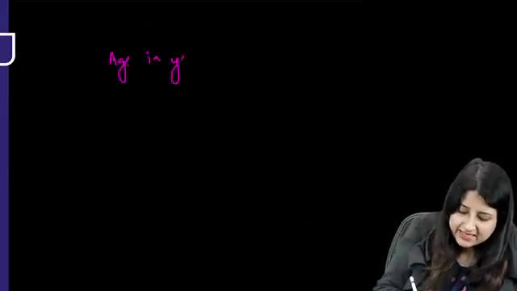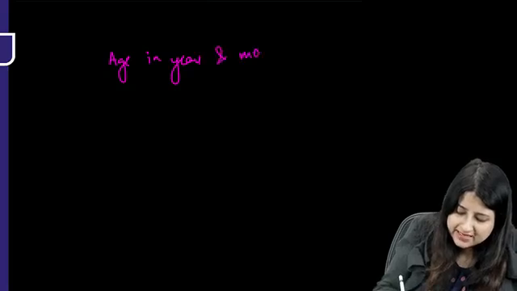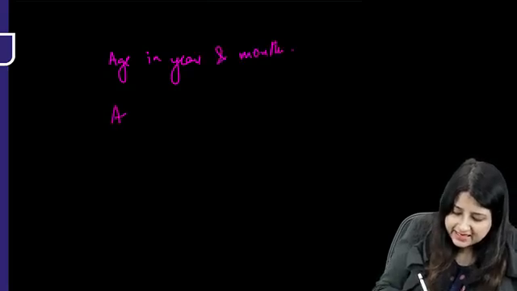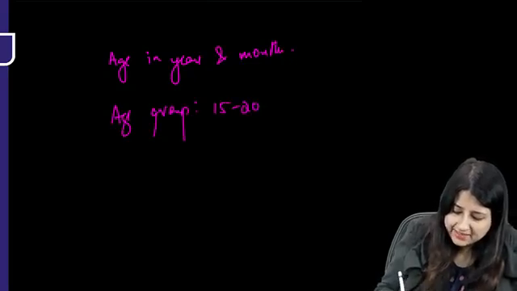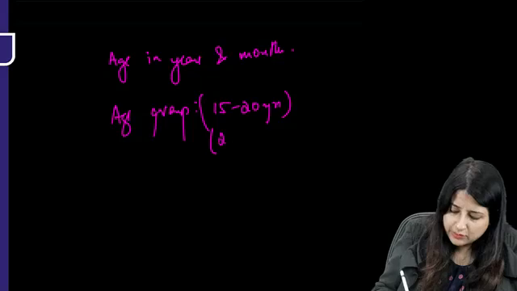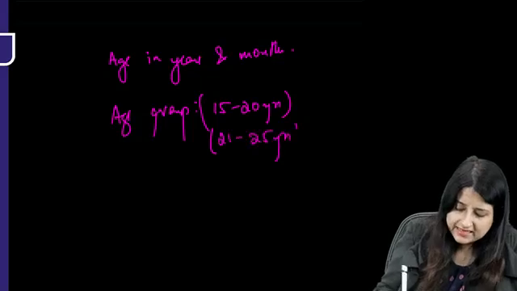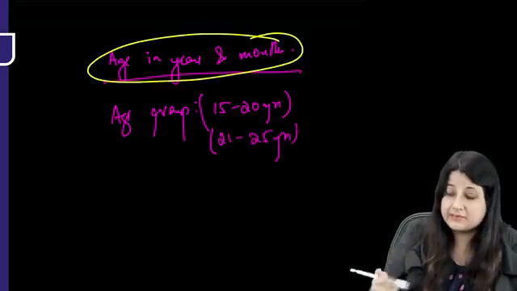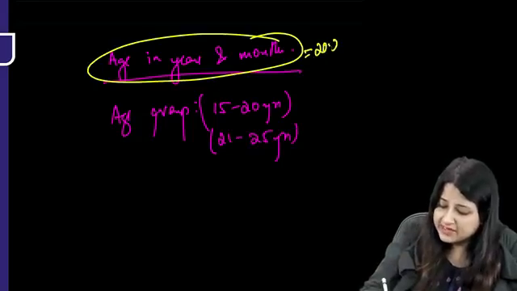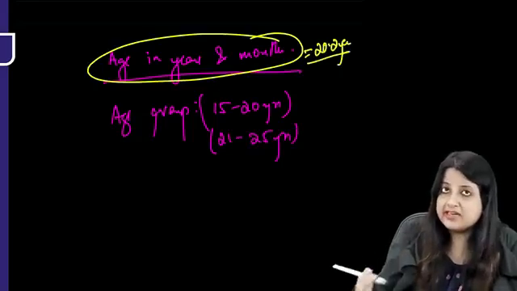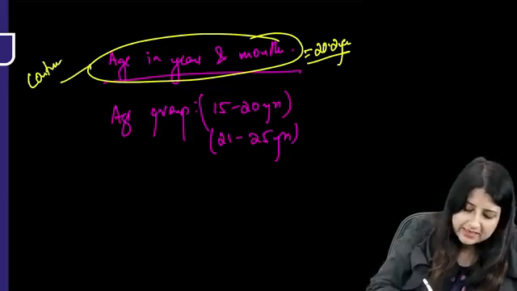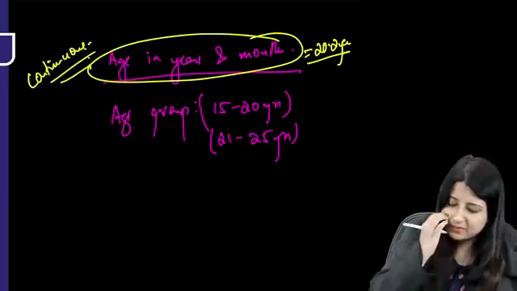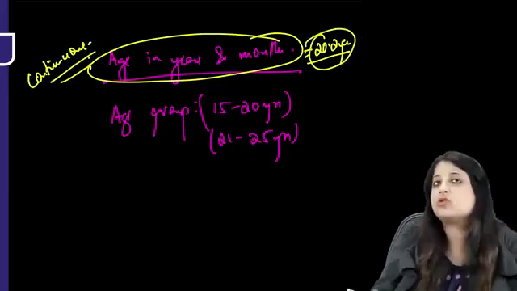continuous. Okay. Now suppose I say age in years and months. Okay, age in years and months. What is this? And if I say age group, like 15 to 20 years and 21 to 25 years, now what is this? See, if I say age in years and months, that means 20.2 years, somebody is 20 years, 2 months old. Okay, so this becomes which type of variable? Continuous. Why? Because this can be expressed in decimals also.